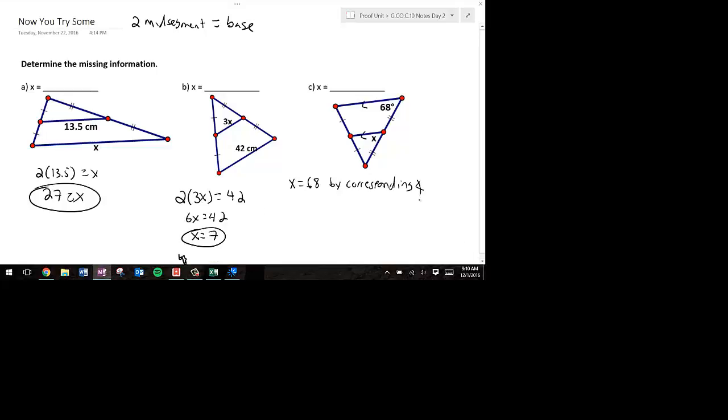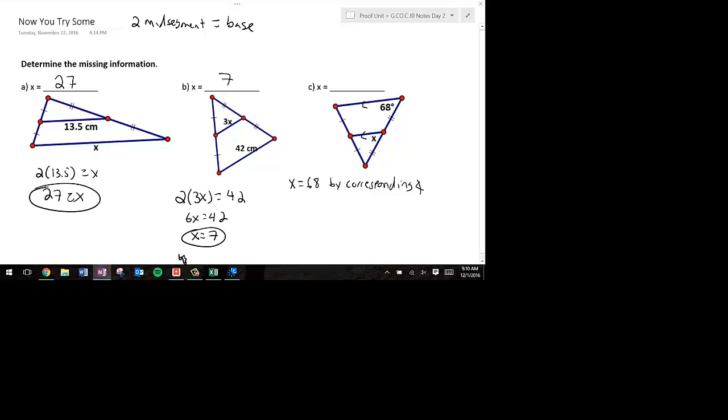All right, so when you come back, you should notice that the first one, our midsegment was 13.5, so the base is going to be double that. It's going to take two of those to create our base, so we got 27 there. In our middle one, it takes two of that midsegment to create the base, so I have to double 3x to 6x and then solve out. So we end up with x equals 7 there.